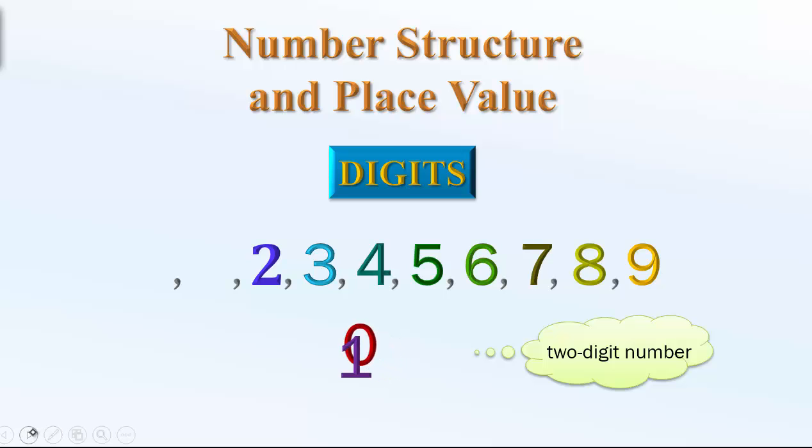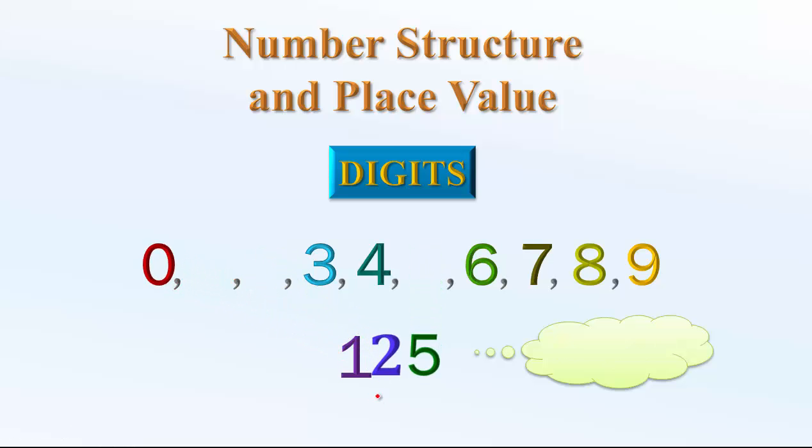Let's create a 3-digit number. This time we used 3 digits, 1, 2, and 5. So that's why such a number is called a 3-digit number. And it means 125. Again, notice that the digit 5 represents ones. We have just 5 units. The next digit to the left represents 10 times larger values. So it's not just 2, but it's 2 tens.